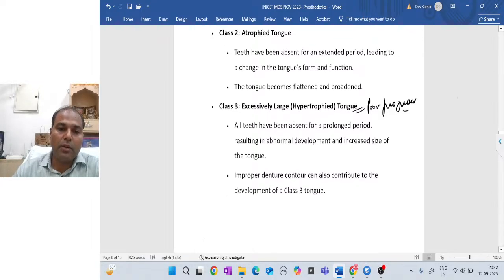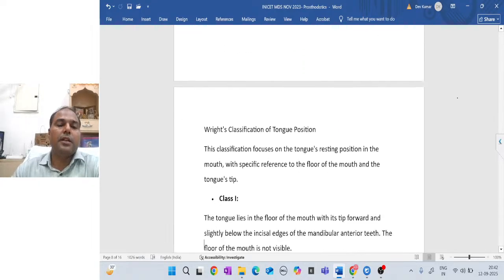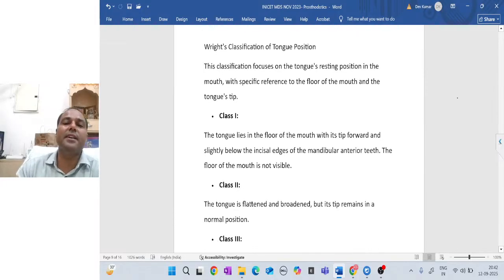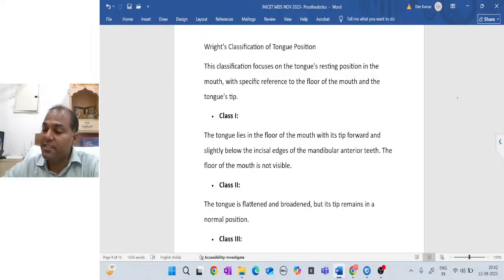Now let us talk about the tongue position. The tongue position classification was given by Wright, in which again he classified the tongue position that is being seated in the floor of the mouth into three types: class 1, class 2, class 3. Class 1 is normal, where the tongue tip lies in the floor of the mouth with the tongue tip forward and slightly below the incisal edges. For example, ये हमारे अगर दांत है तो हमारी टंग टिप it is slightly below the incisal edges of the anterior teeth. Okay, the floor of the mouth is not visible.